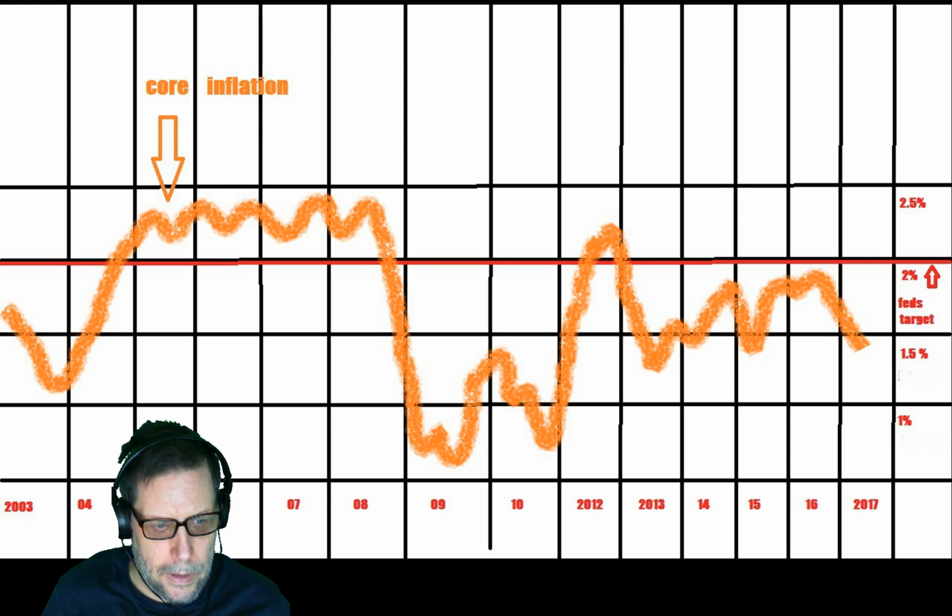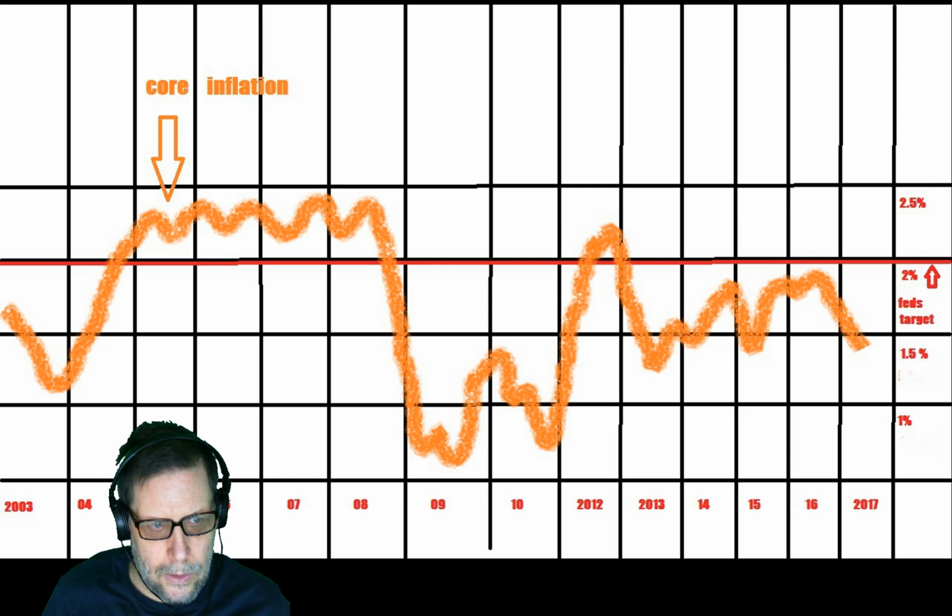Now, if you look at the bottom of this chart that I drew, it starts in 2003, and it goes all the way out to 2017. That's where I ended the chart. So it's quite a long chart. And now, one of the things I want you to note about this is how the core inflation, now this red line, you see the red line up here? That's the 2%. That's the Fed's target rate of inflation. That's the rate that they shoot for in order to raise interest rates.